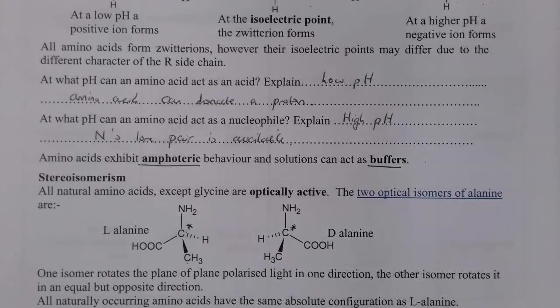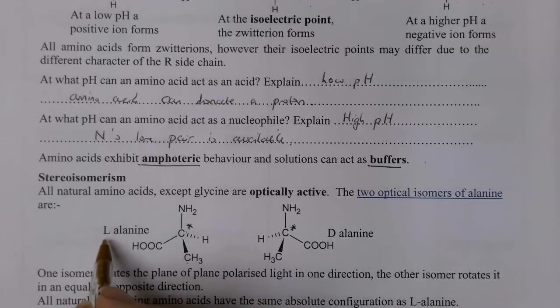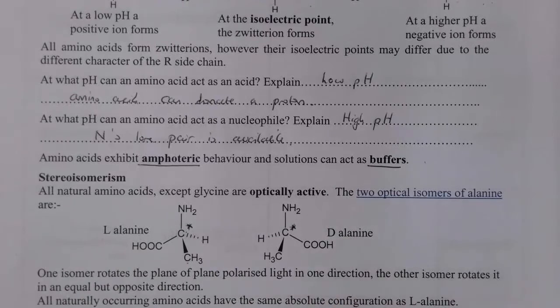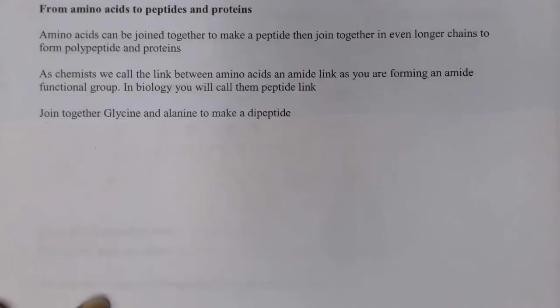And this has important consequences for biochemistry, because you have 2 different versions of the same amino acid. So these amino acids can be joined together to make peptides. We can join them together to make even longer chains, to make polypeptides and then proteins. Now as chemists we call the link between these amino acids an amide link because you're making an amide functional group.